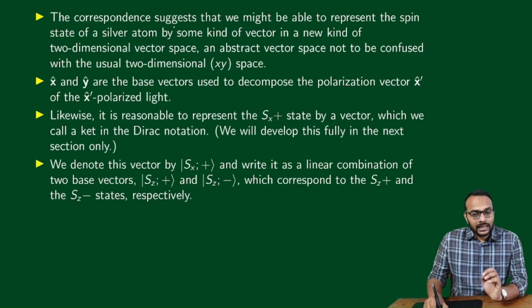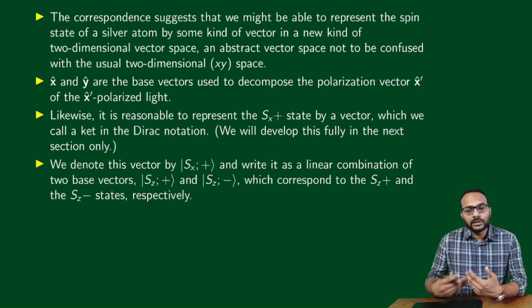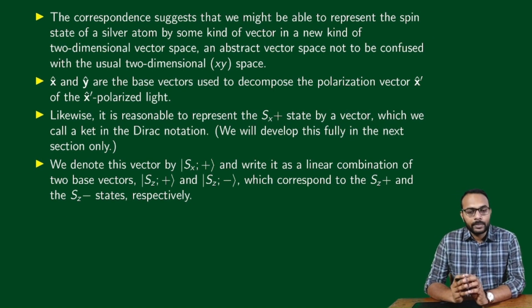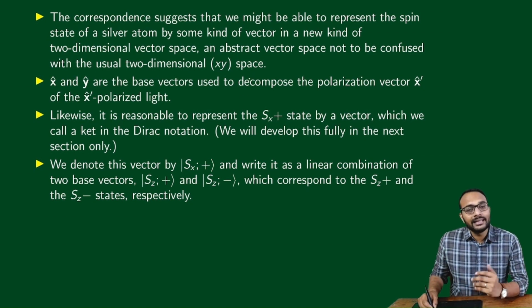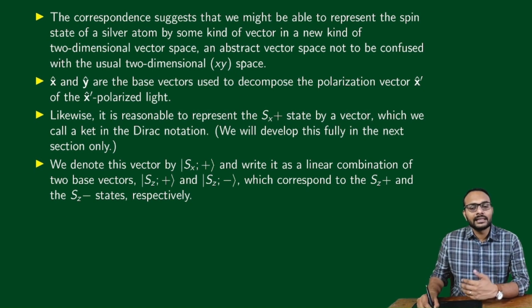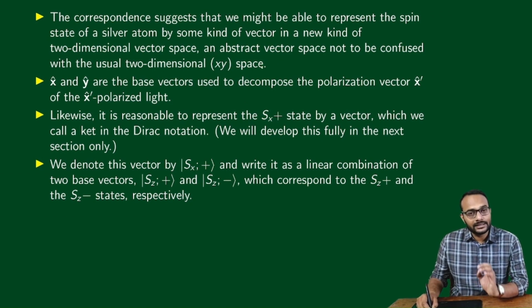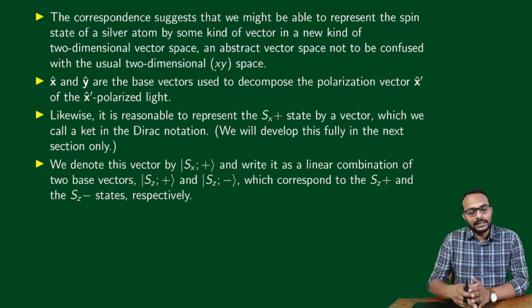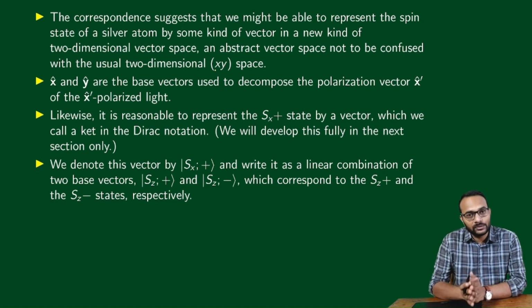So the correspondence suggests that we might be able to represent the spin state of a silver atom by some kind of vector in a new kind of two-dimensional vector space. It's not the exact physical space that we are familiar with, for reasons that will become clearer as we move on. So let's say that there is some abstract vector space which should not be confused with the usual two-dimensional space. It's also a vector space. These are objects that behave just like the two-dimensional vectors in the xy plane, but they live in a different kind of space.